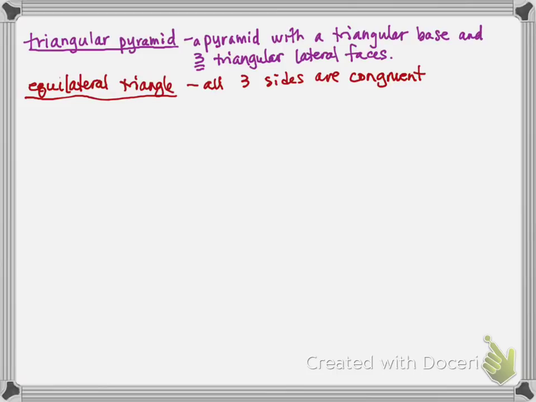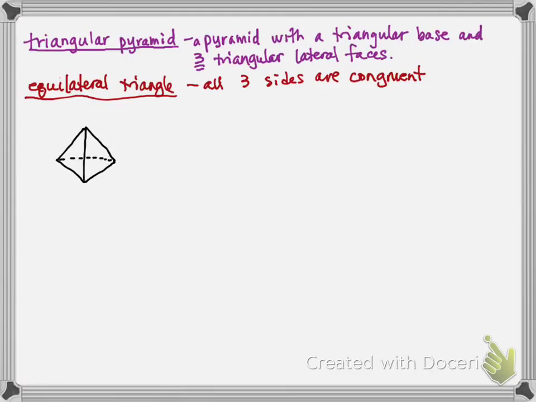So what's going to be interesting is they have to give us 3 unique dimensions here. So when we look at our triangular pyramid, let me draw a picture of one. And believe it or not, I'm actually a little better at these because there's not as many sides to draw. Okay, so we have 3 triangular sides and the triangular base.